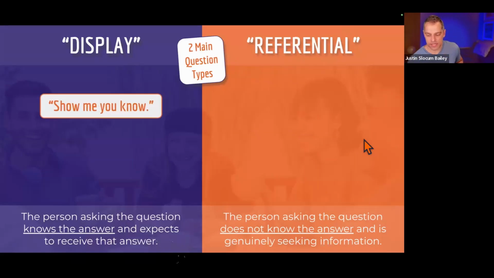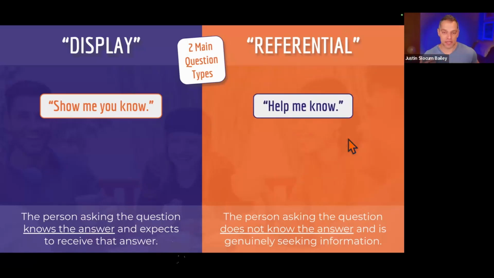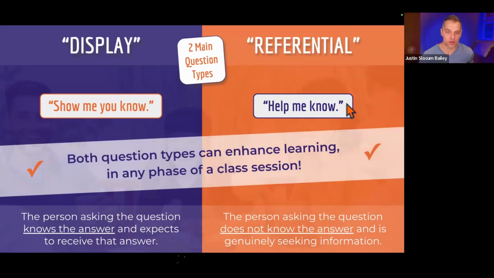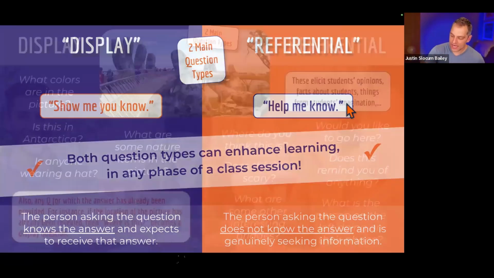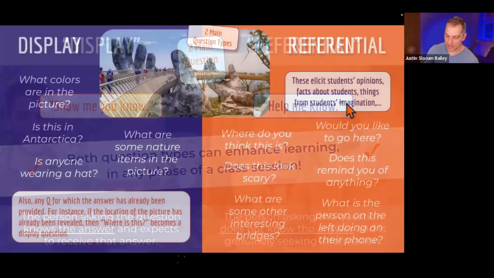If you want, you can think of a display question as show me you know. Okay, what color is the sky? You say blue. Okay, great. You showed me you knew. And now we can move on. The other one is help me know. I don't know. I want you to help me know your answer to this question. And what's interesting is, because we probably think of display questions as lower level thinking and the referential ones as higher level thinking, but they're actually both really valuable in making a learning session work. And I want us to think about that for a moment.